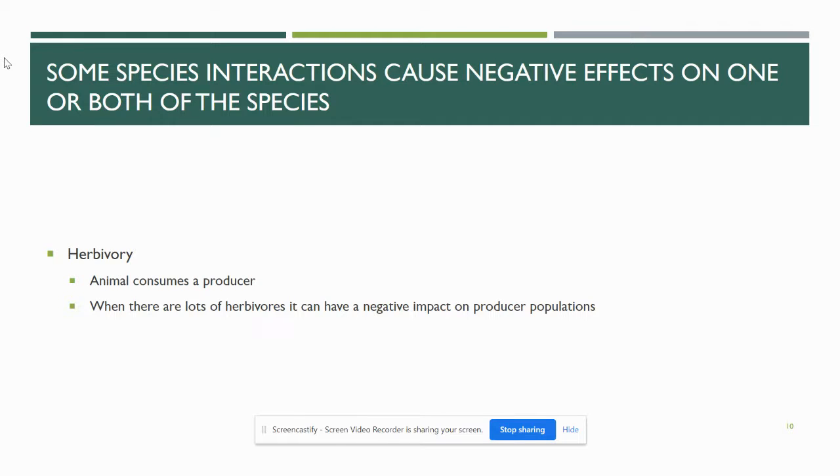Herbivory is when an animal consumes a producer. The only time this is an issue is when we have a huge herbivore population. So maybe if we have some overgrazing, that's going to be a bad time for the producers. And then later on the herbivores also, because there's not going to be as much food for them to eat.